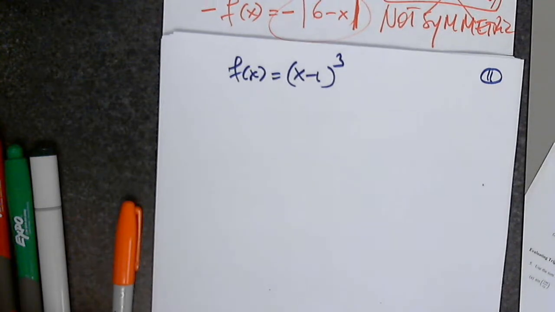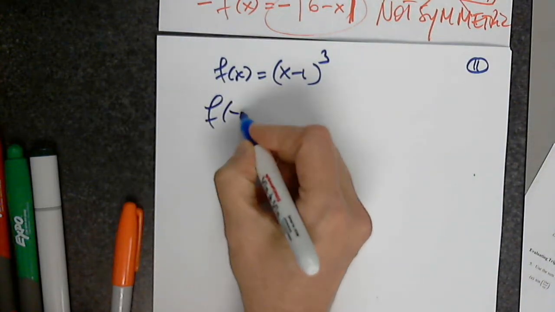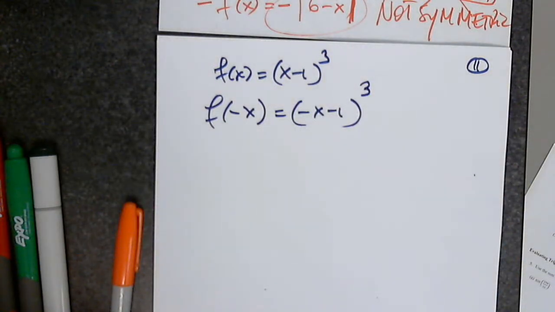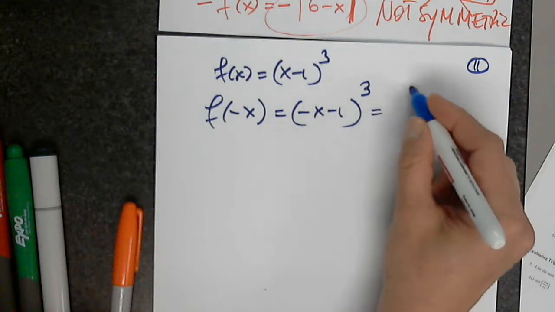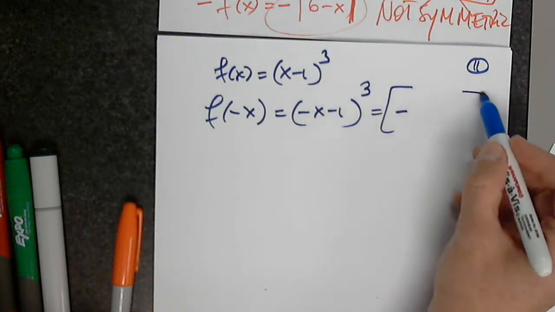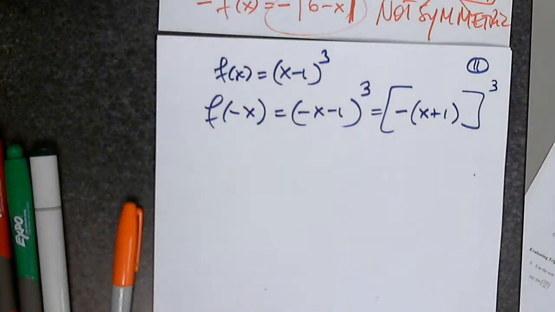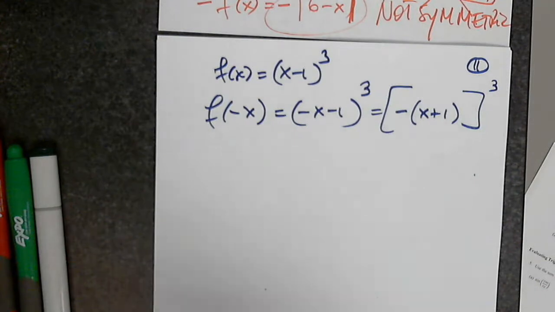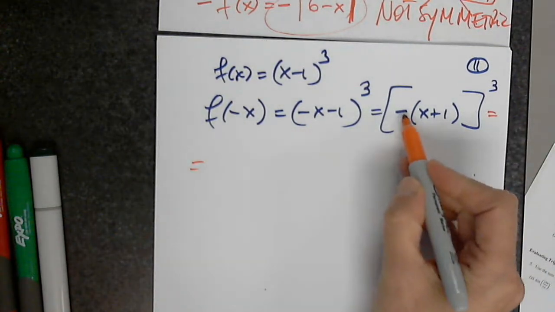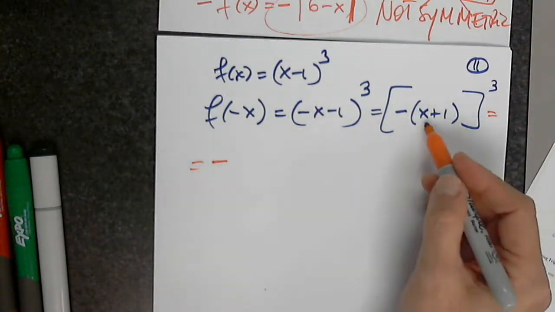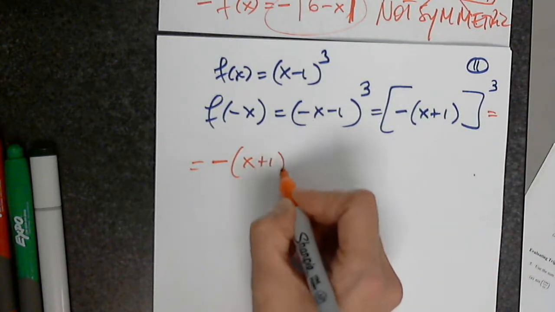What do I have to find? F of negative x. So negative x minus 1 to the third. I will have to factor out negative 1. Notice that I factor out negative 1 inside the cube. That does not affect the cube in any way, shape, or form. So now I have, how much is negative 1 to the third? Negative. And how much is x plus 1 to the third? It's x plus 1 to the third.